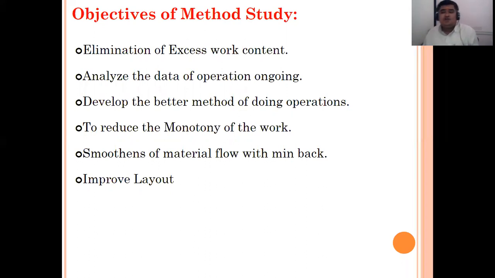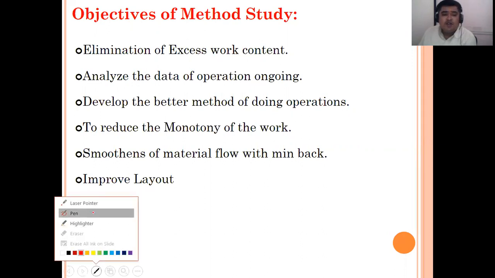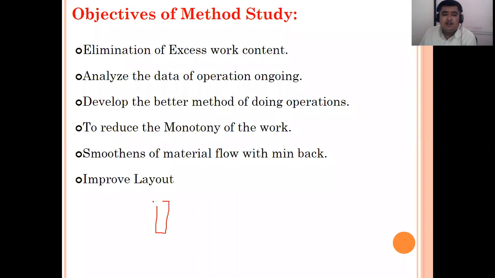Let's take a very simple example: the formation of a nut and bolt. What is the shape of the nut and what is the shape of the bolt? If I want to go for a drawing, this is the simple shape of the nut. Let's talk about this: this is the bolt and this is the nut.